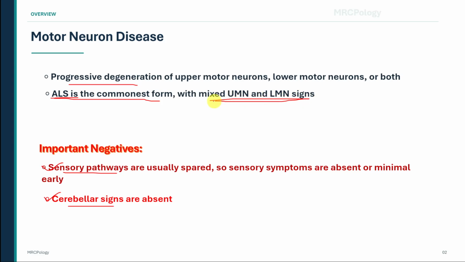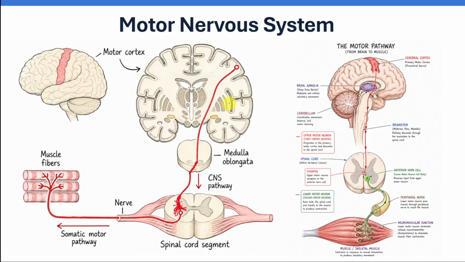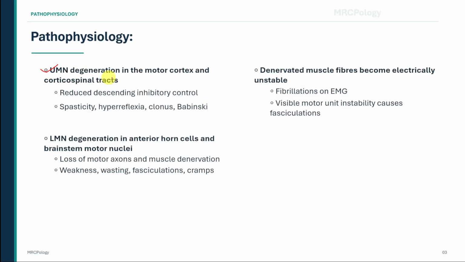Let us first consider upper motor neuron degeneration. Upper motor neurons normally provide descending control over spinal motor circuits. When they degenerate, this control is lost, and the spinal reflexes become disinhibited. The result is increased tone, brisk reflexes, clonus, and an extensor plantar response. The weakness is spastic rather than flaccid.